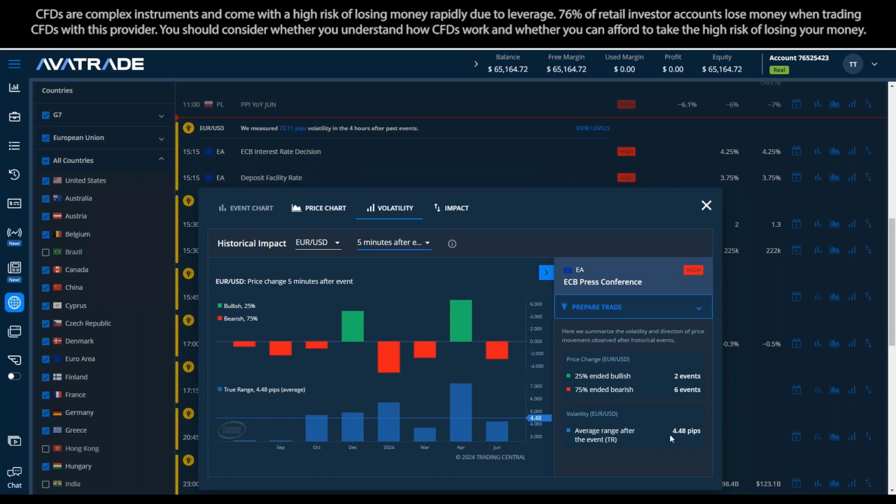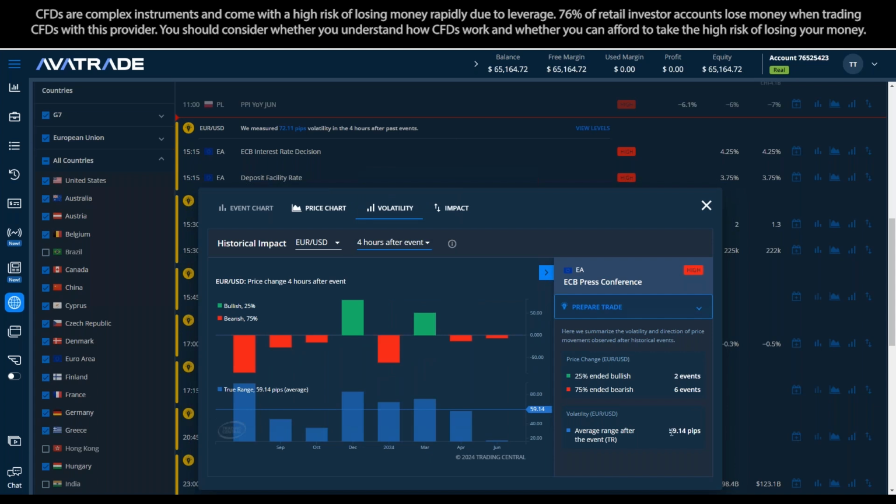In the first 5 minutes, we have less than 5 pip range movement, 4.48 pips. You see these numbers are really small. The candle looks big, but it's less than 5 pips to the end of even this largest candle. The one going up is just barely over 5 pips. And then after 4 hours, we're talking 59 pip average range movement. These have dropped then over 50 pips on this one, over 80 pips on this one.